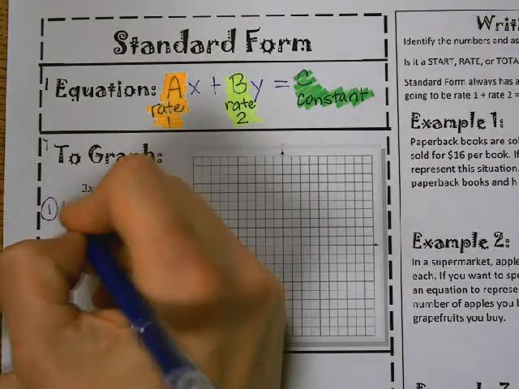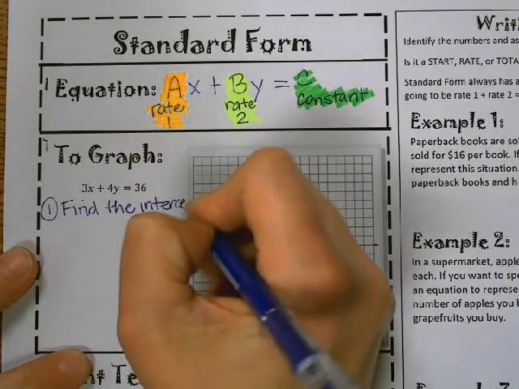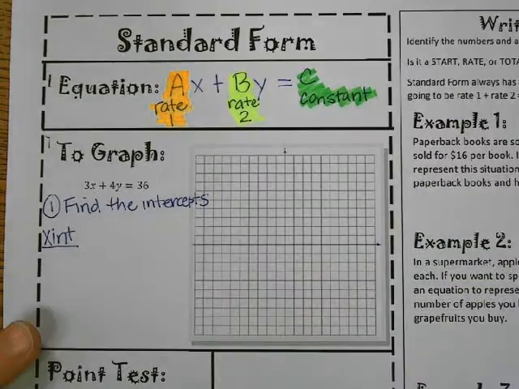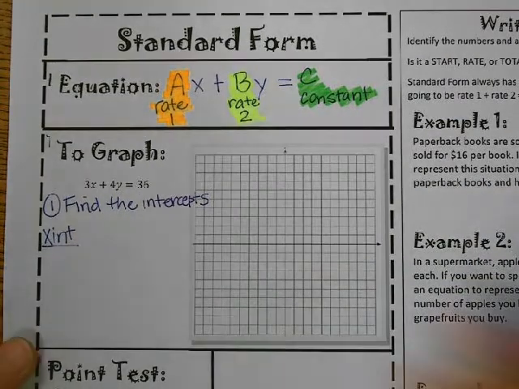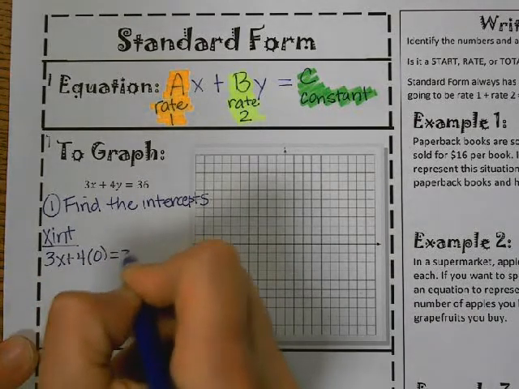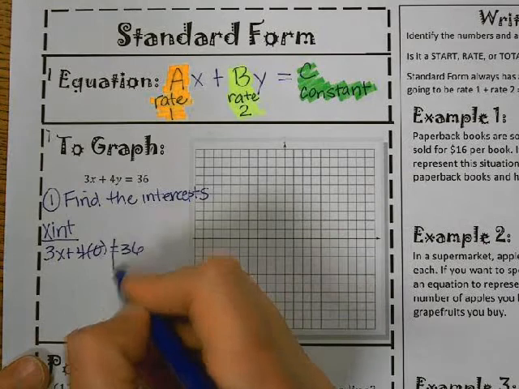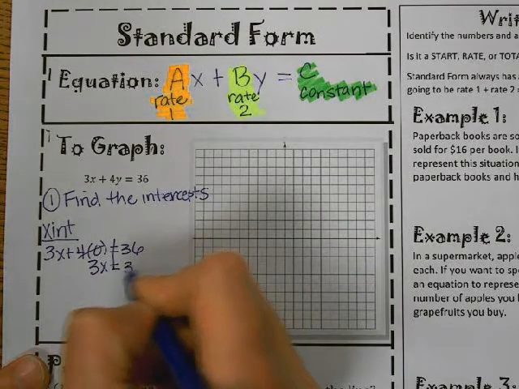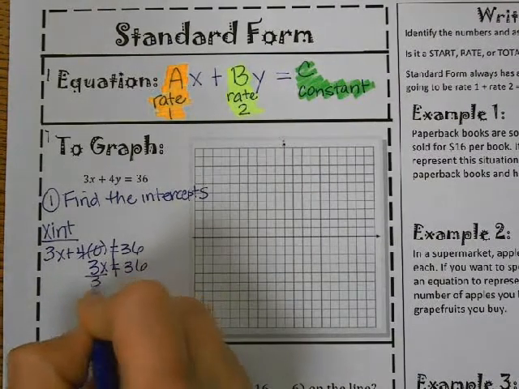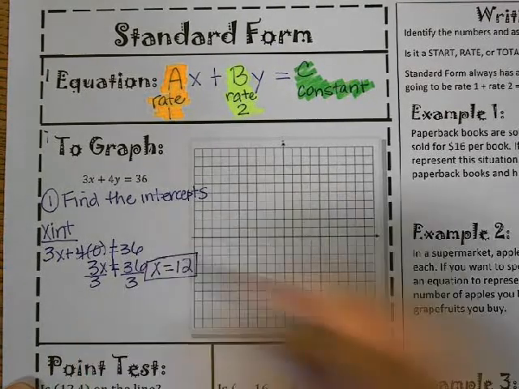So first off, you find the intercepts. If I want the x-intercept, that's when I'm going to make y equal to 0. So we say 3x plus 4 times 0 equals 36. And then remember, 4 times 0 is just 0. So 3x equals 36. That's really what this means. This just kind of disappears. We divide by 3, and we get x equals 12. So that's the x-intercept.